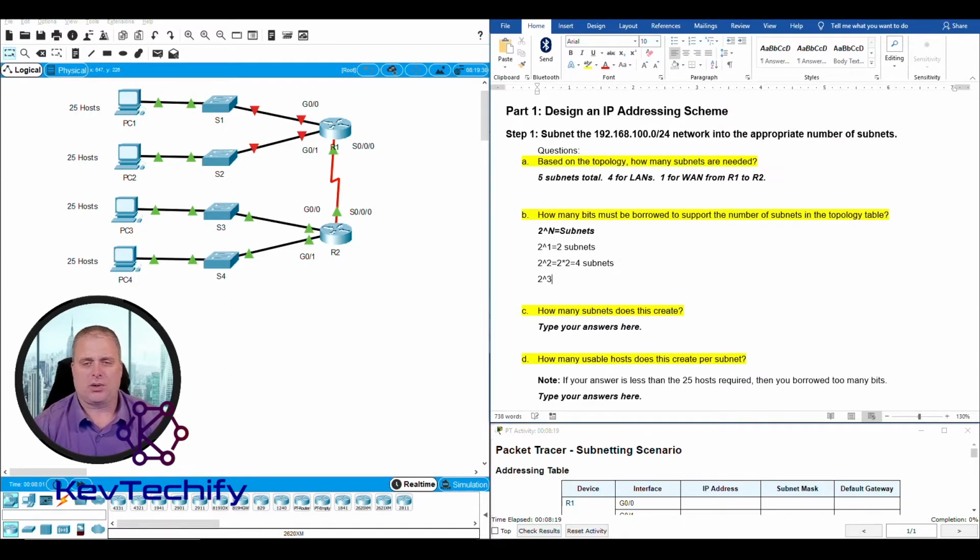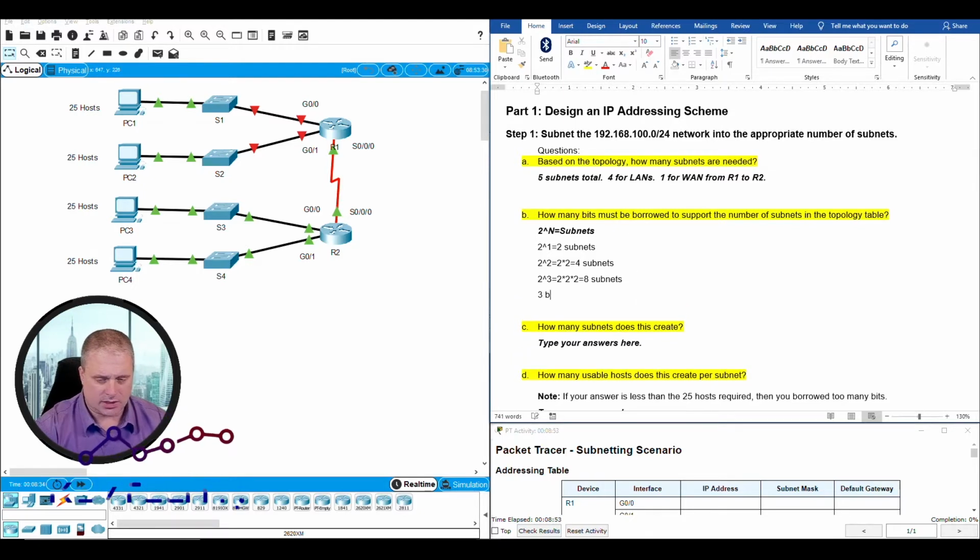2 to the third power equals 2 times 2 times 2, 2 times 2 is 4 times 2 is 8. That gives us 8 subnets. That 8 subnets is more than our 5 networks. So we can borrow 3 bits. Of these 8 bits that we can work with, 3 bits are going to go into our network portion. 5 bits are going to remain in the host portion. How many bits must we borrow? We must borrow 3 bits.